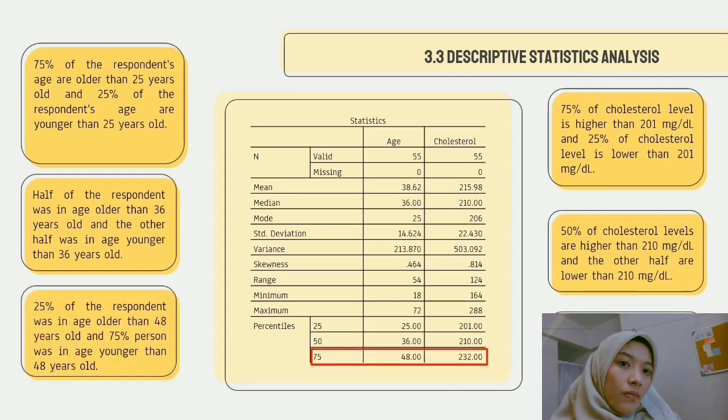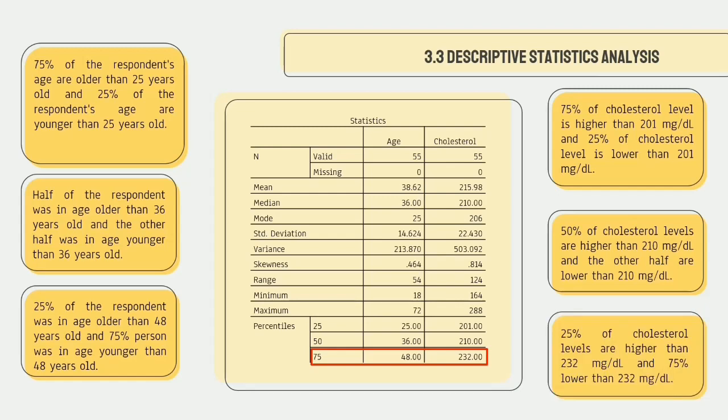For the third quartile, 25% of the respondents were older than 48 years old, and 75% were younger than 48 years old. For cholesterol, 25% of cholesterol levels are higher than 232 mg per dl, and 75% are lower than 232 mg per dl.